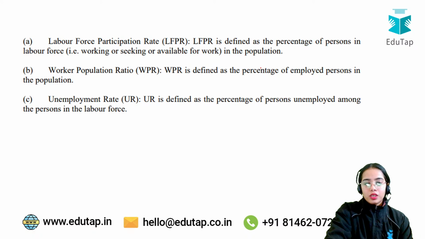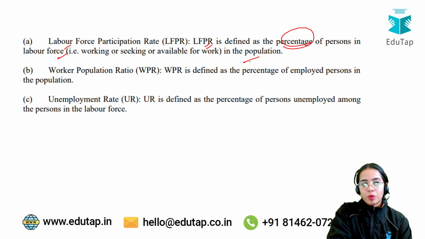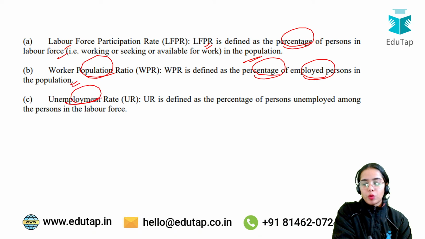Now, labor force participation rate is the percentage of the labor force in the population. Worker population ratio is the percentage of employed people in the population. Unemployment rate is the percentage of unemployed people in the labor force.